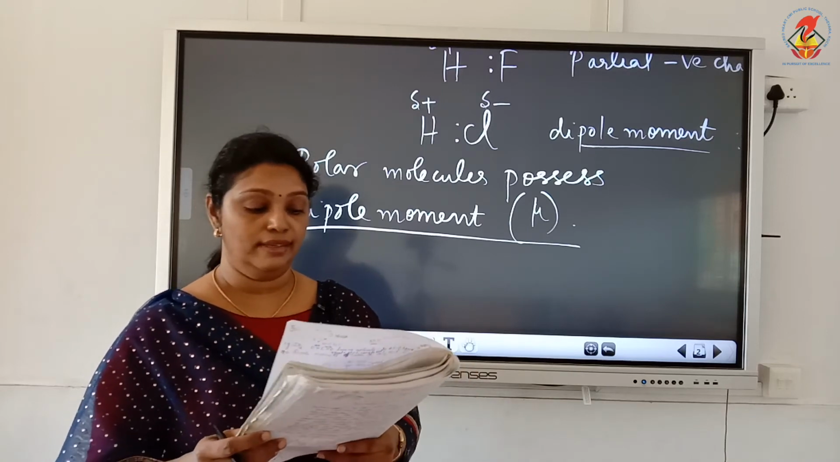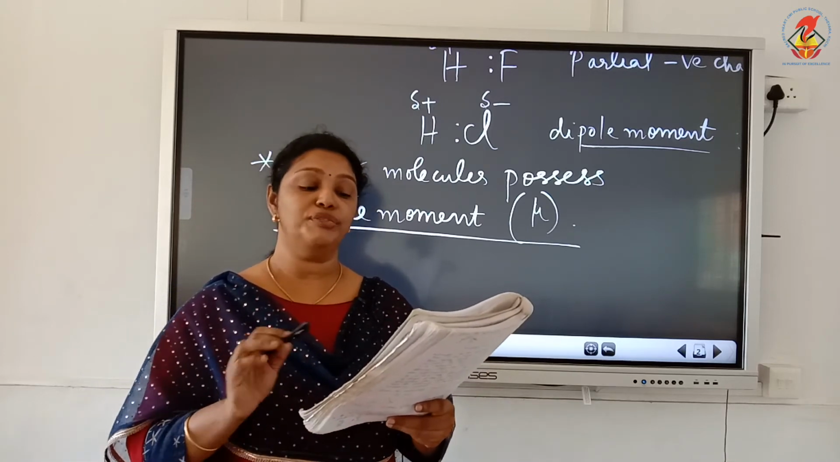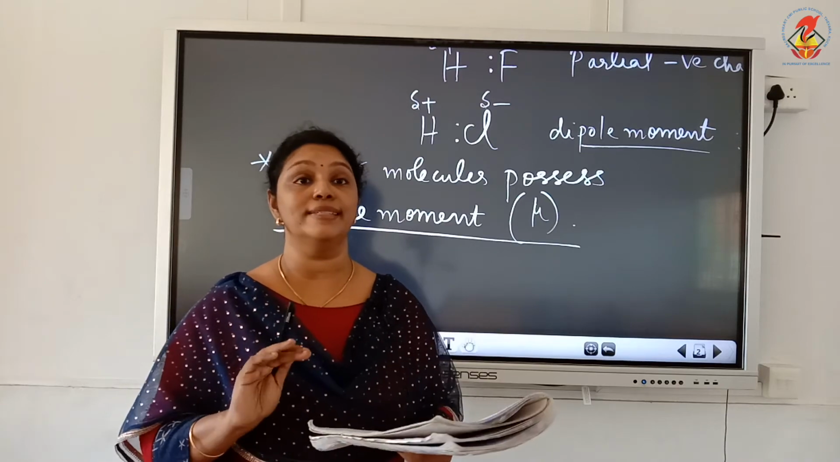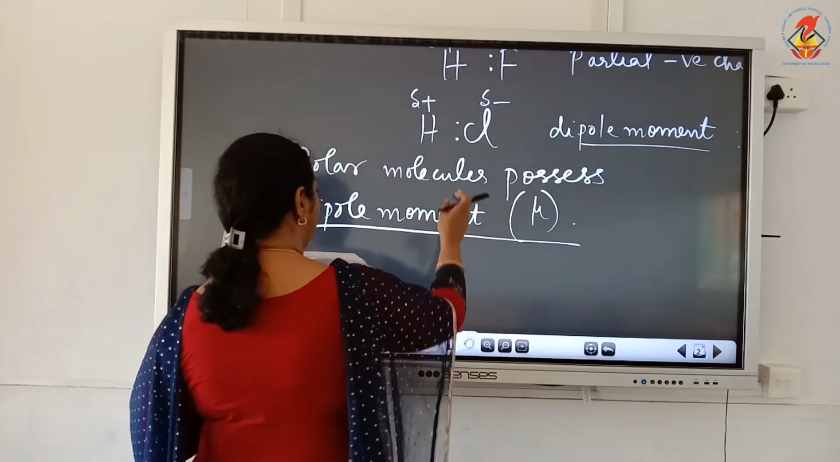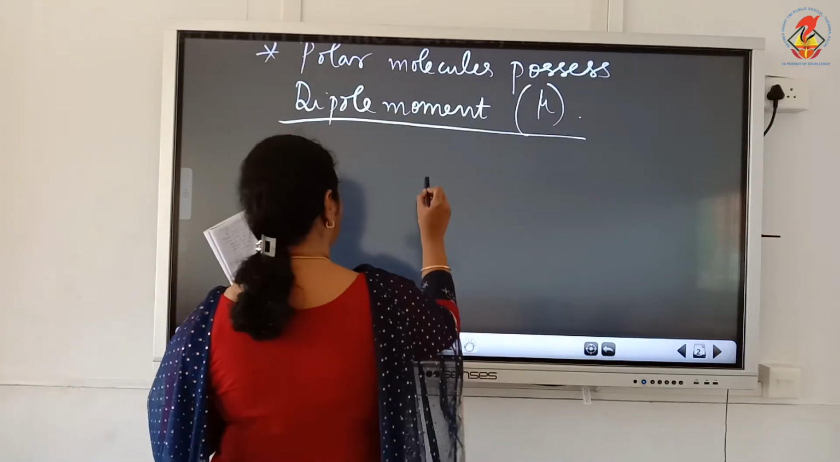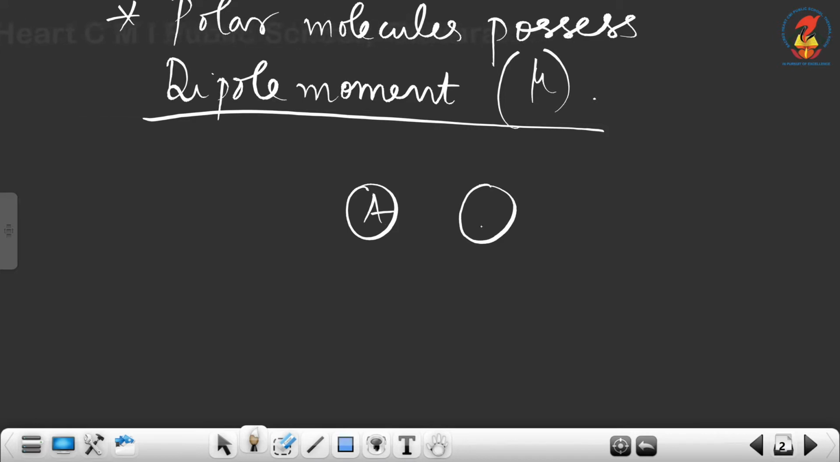Dipole moment is the product of magnitude of charge and the distance between the center of positive and negative charge. For example, you take two atoms A and B. Now, this is the distance D, and this is plus Q and minus Q. Q represents charge.